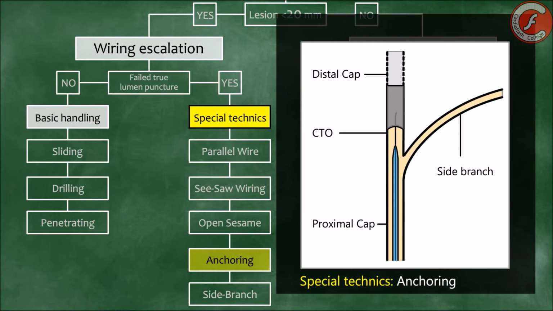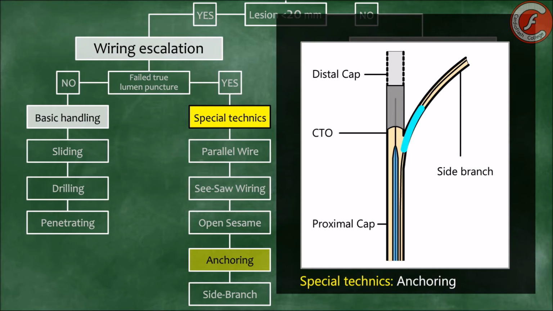In the second case, when we lack support to advance the guide wire through the occlusion, we can anchor a balloon in it or in a lateral branch with the intention of achieving a supporting point. This is called the anchor balloon technique.